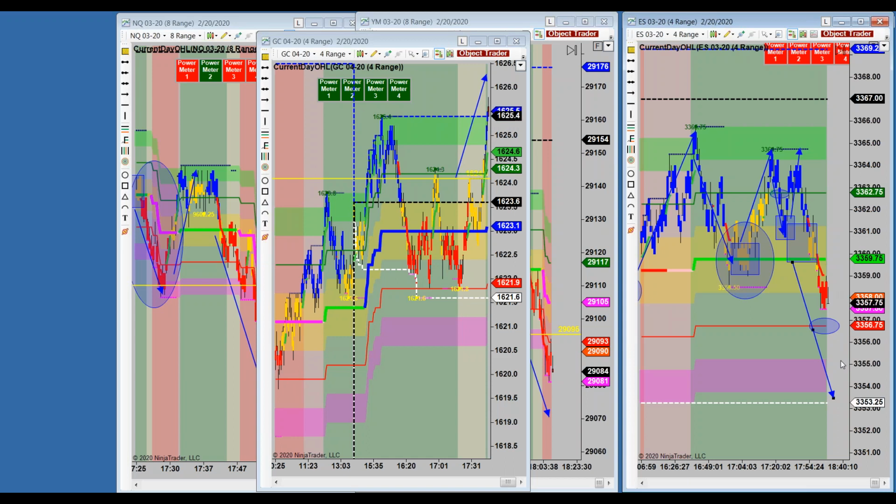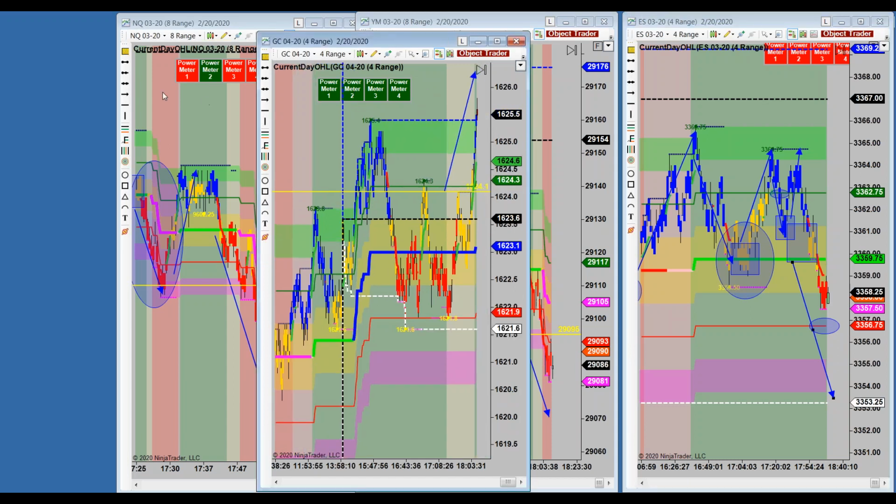Everybody see that? There, gold just broke it. That's a fresh session high on gold right there. That just happened. So the long, just to be clear, was the break up through here.